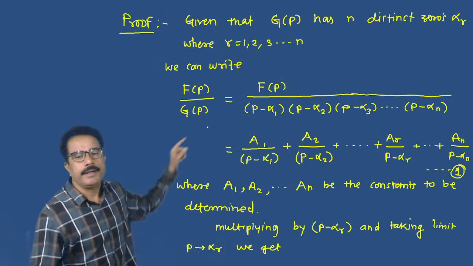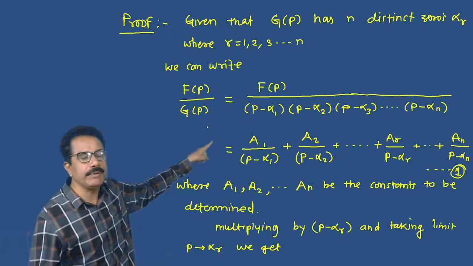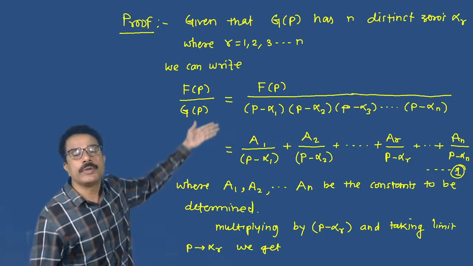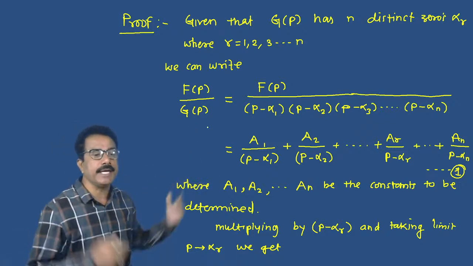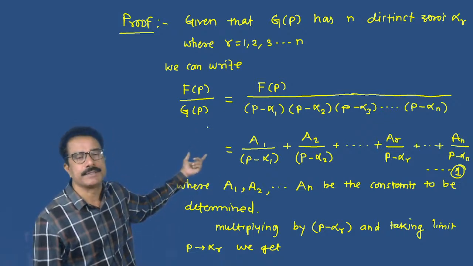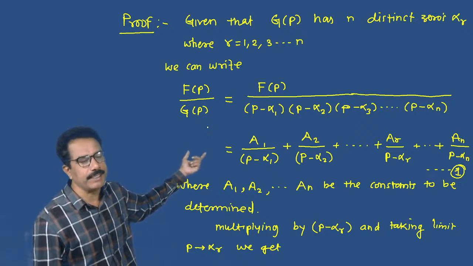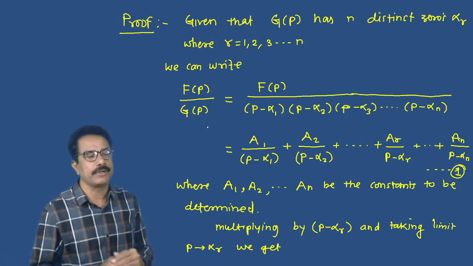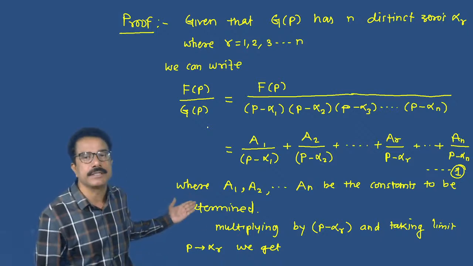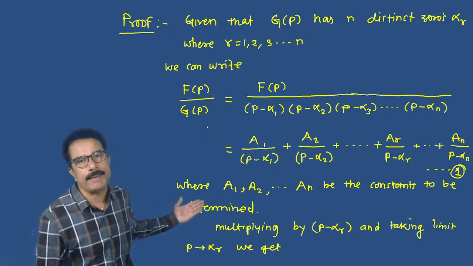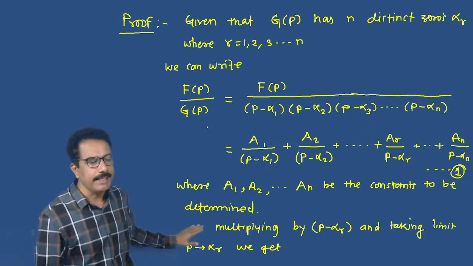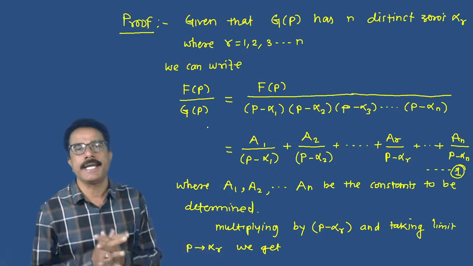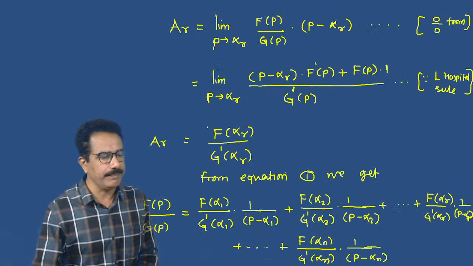So here in this case, F(p) divided by (p minus alpha 1) into (p minus alpha 2) into (p minus alpha 3) and so on. Its partial fraction we can take with n number of linear term brackets. So we need n constants, A1, A2, A3, ..., An, and these are the constants used for the partial fraction, which are determined by multiplying by (p minus alpha) and taking the limit as p tends to alpha.